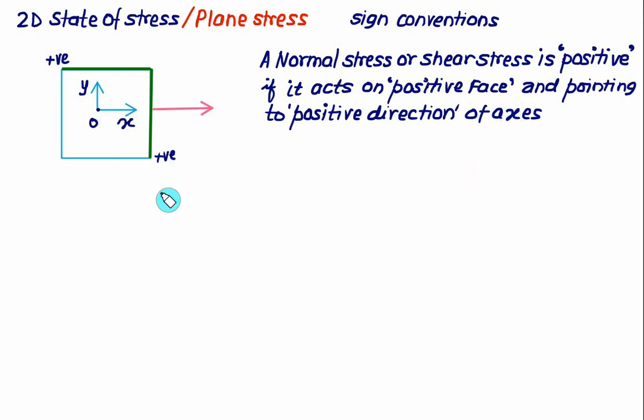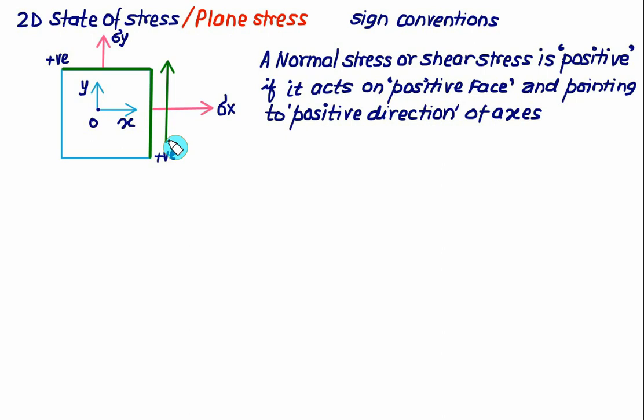So this arrow is on the positive face and is directed to the positive of the x axis and is perpendicular to the x face. Whenever it is perpendicular, it will represent a normal stress equal to sigma x. So if any arrow is pointed outward, it will be taken as a positive value. And if we are on the positive face of y and the arrow direction is the same as the positive direction of y and is perpendicular to y, it will represent a normal stress equal to sigma y.